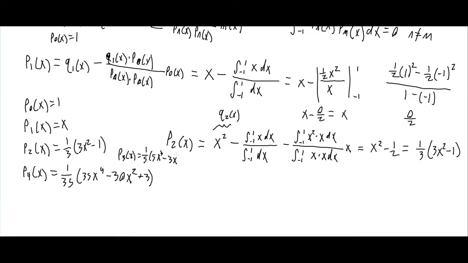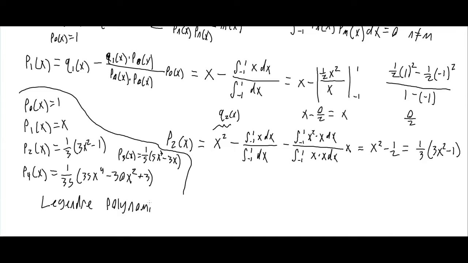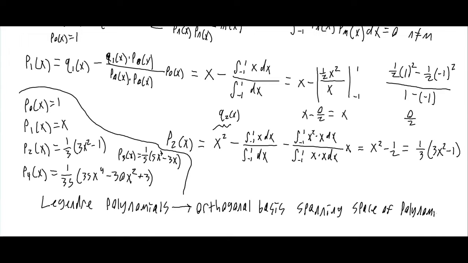But anyway, these all right here are the Legendre polynomials. And the Legendre polynomials are, well, they're an orthogonal basis spanning a space of polynomials. And it will be polynomials of degree less than, I think it's less than or equal to n.